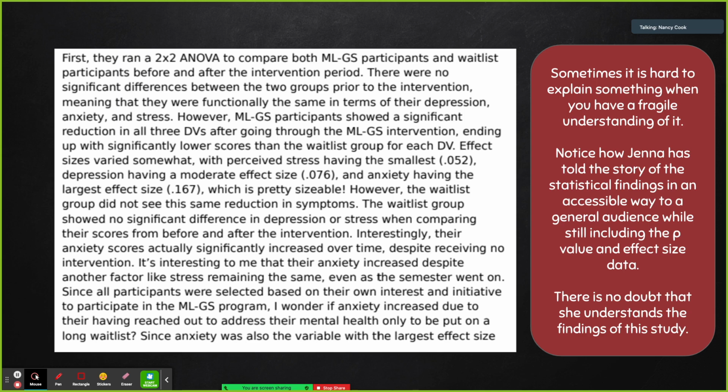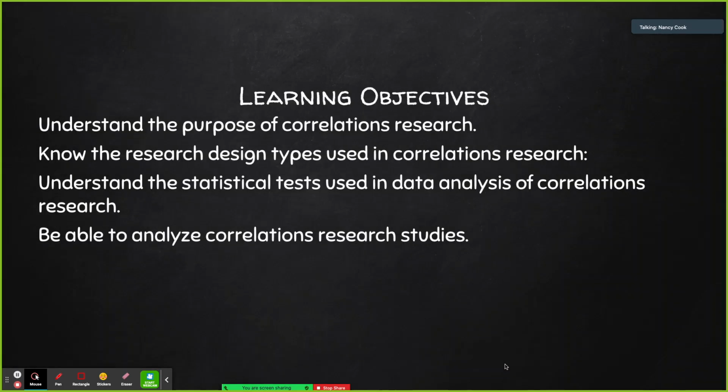Now, this was just one. She also did the same job with the second analysis. The second analysis was when they looked at just the MLGS participants over time. So they looked at the pre, the post, and the one month later. So you needed to tell me about that analysis as well, not just this one. Okay, and Jenna did a good job on that one too, but I just wanted to show an example here of how you can do something like this when you're writing your analysis of the article.